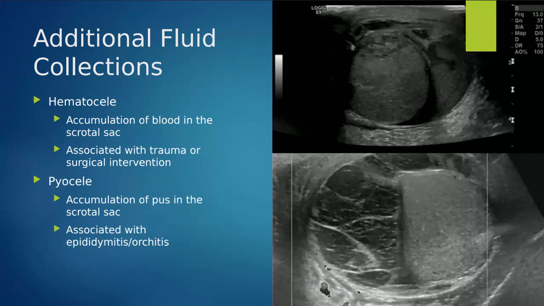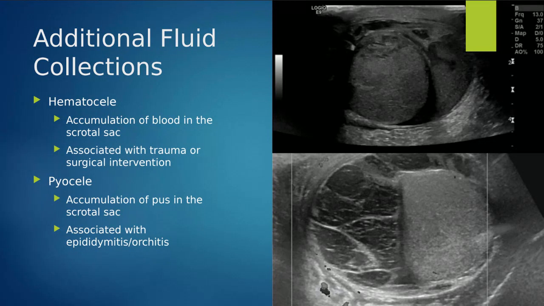We also have what are called pyoceles. These are accumulations of pus. This is associated with epididymitis or orchitis. We're going to talk about those in a second, but basically when we have any type of bacterial invasion going on, we get this accumulation of pus as our body tries to fight it off. So they look similar to each other. These are not serous-filled fluid collections. These are made up of blood or pus, so they're not going to be perfectly anechoic.